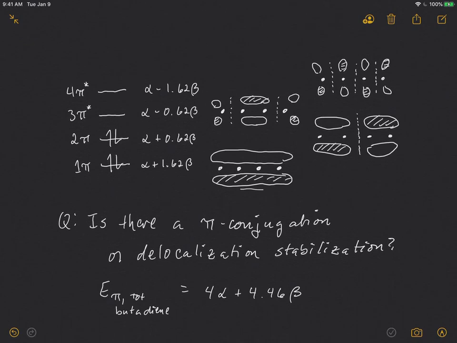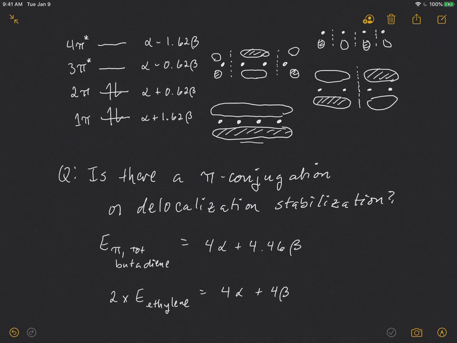Now let's consider whether or not there is stabilization, or some kind of pi conjugation stabilization in this molecule. We can calculate the total energy by adding up the energies of each of the 4 electrons. We've got 2 electrons in the alpha plus 1.62 beta, and we have 2 electrons in the alpha plus 0.62 beta. Adding all that together, we get 4 alpha plus 4.46 beta.